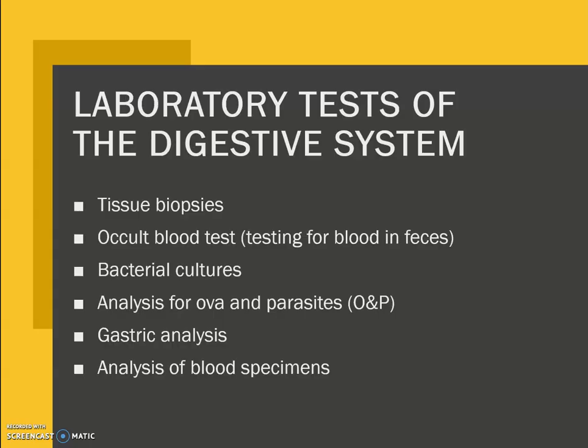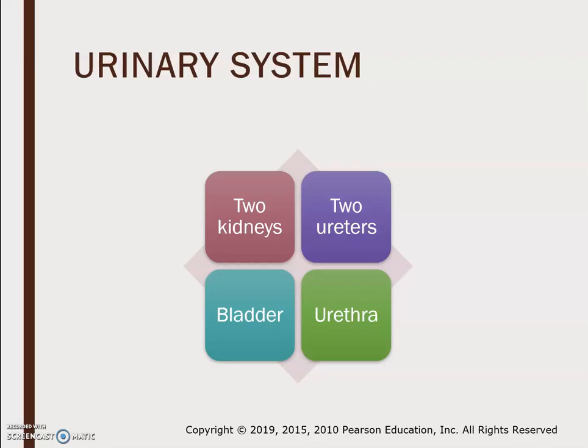We could do tissue biopsies, occult blood tests, tests for blood in the feces, bacterial cultures, analysis for ova and parasites, gastric analysis, and analysis of blood specimens. Again, we're going to cover these in more detail inside Chapter 15 and 16.